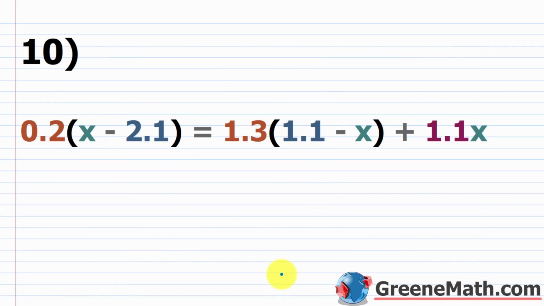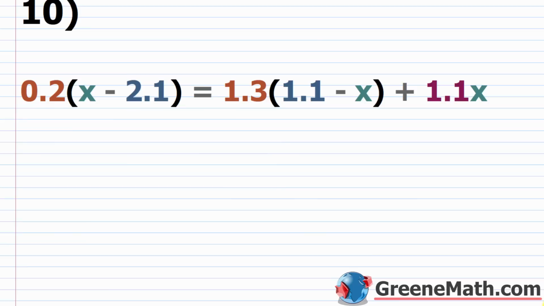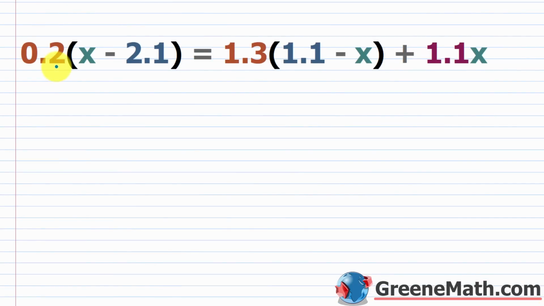Okay, let's look at the last problem. So problem number 10. Let's come down here. We have 0.2 times the quantity x minus 2.1. This equals 1.3 times the quantity 1.1 minus x, and then plus 1.1x. All right, so this first one would be 0.2x, and then minus. You multiply this guy right here, 0.2 times 2.1. That's going to give you 0.42.